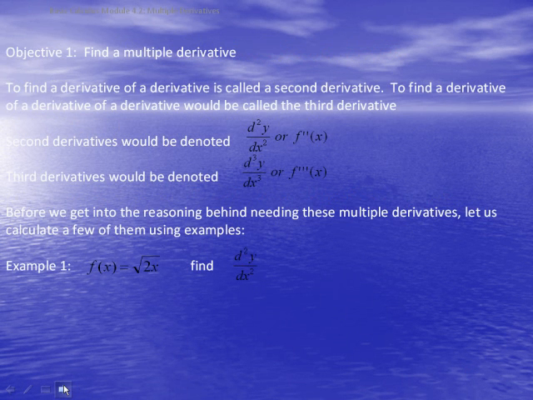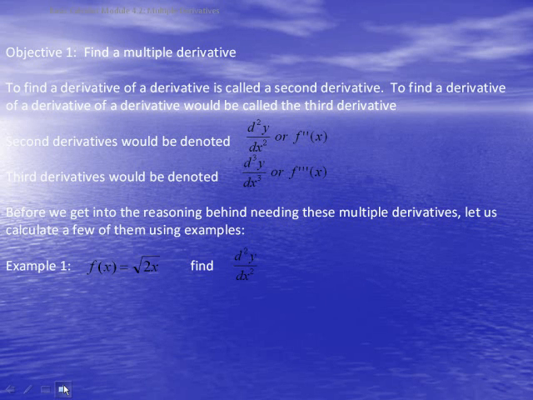To find a derivative of a derivative is called a second derivative. To find a derivative of a derivative of a derivative would be called the third derivative. Second derivatives would be denoted f double prime of x. Third derivatives would be f triple prime. Before we get into the reasoning behind needing the multiple derivatives, let's calculate a few of them using some examples.